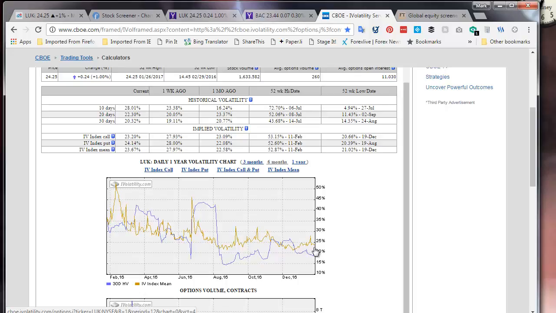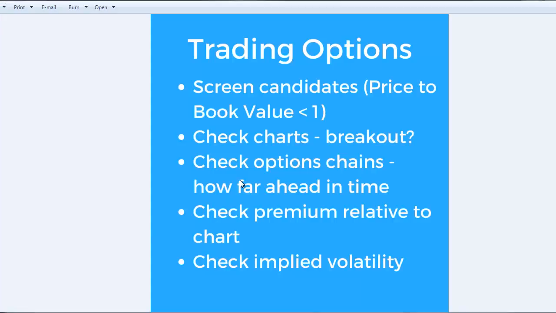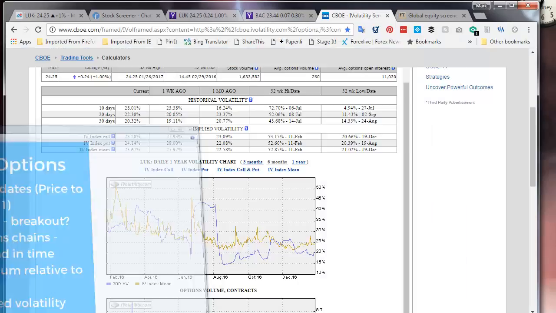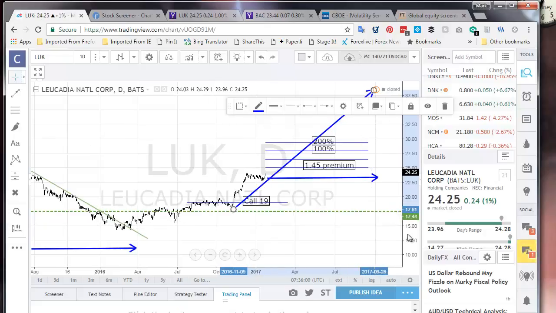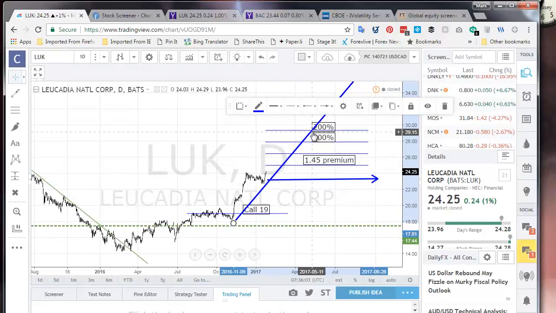So that is the summary. What we've done is we've screened the candidates on a price to book value of less than 1. We've checked the charts. Is it a breakout? We've checked the option chains, found the premium, gone far enough ahead in time, and then we've looked at the premium relative to the chart and said, have we got enough time, and are we overpaying for the option? And there we have a view on the possibilities for Leucadia as to whether we think we can get a 200% return.